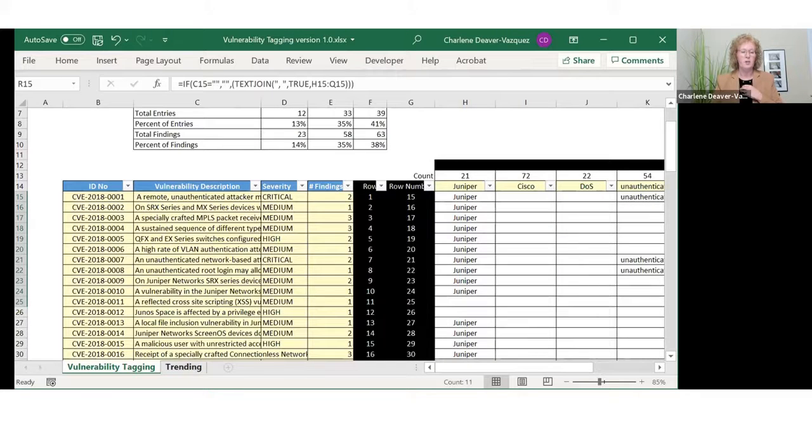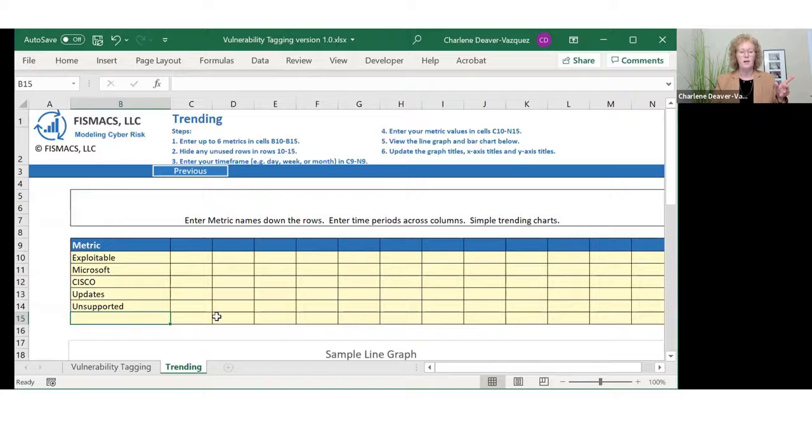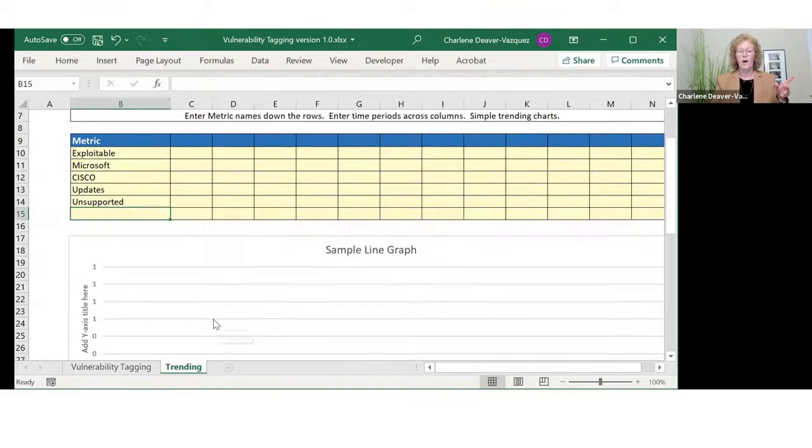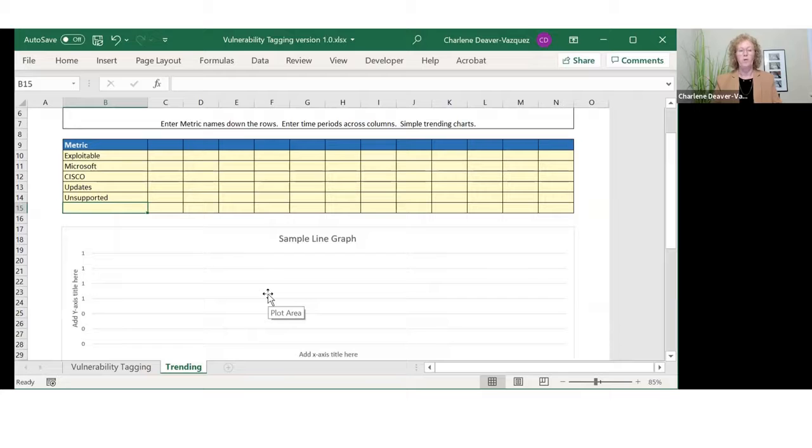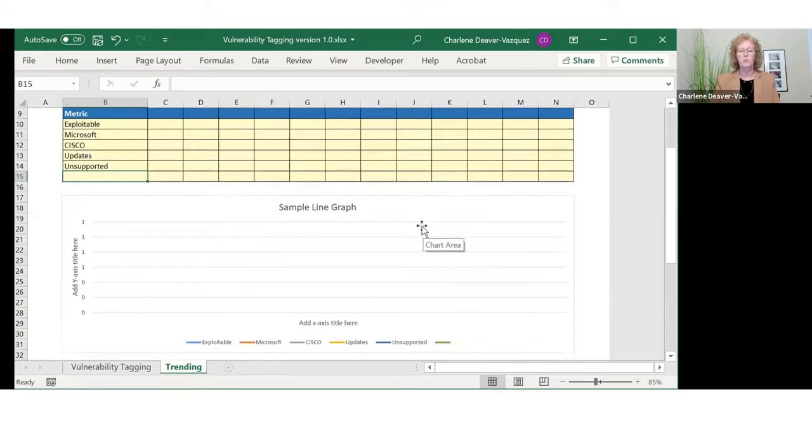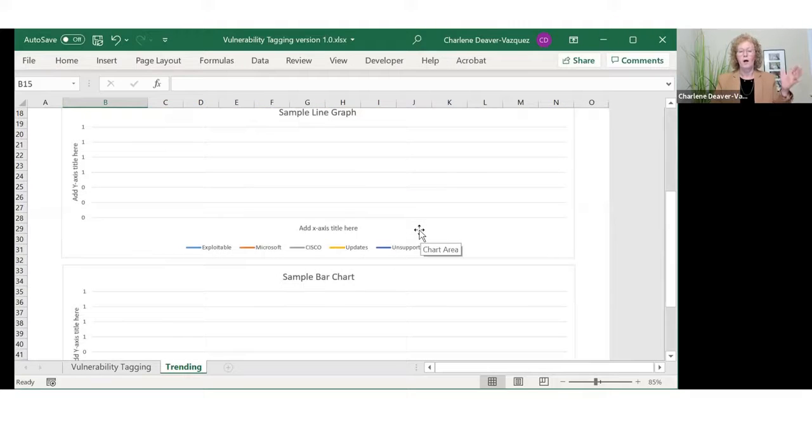Another nice thing that we give everybody is a trending tab in the back that allows you to pick whatever key metrics you want. You could do it by month, by quarter, it doesn't matter. It's a flexible tool that will give you a line and a bar chart, something you can use in your conversation, pull out, and drop into slides for a presentation or brief, or put into a report.